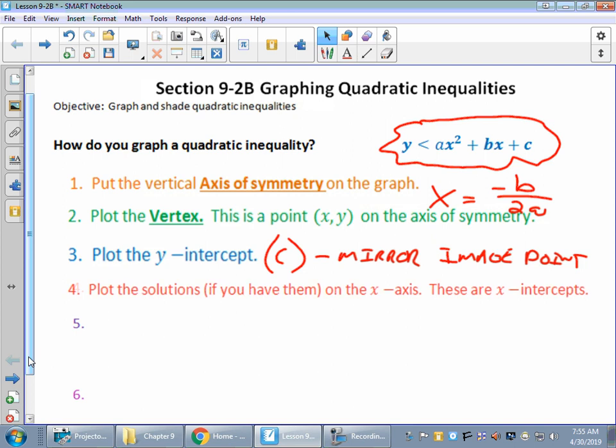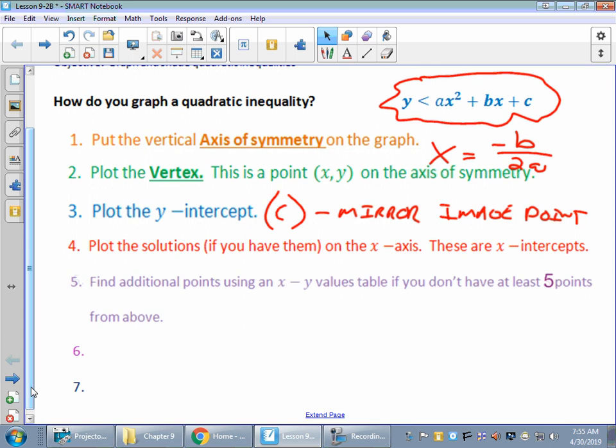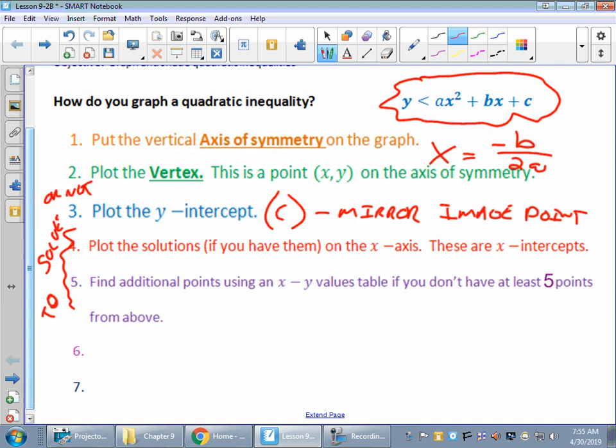Then you plot the solutions if you have them on the x-axis. Remember, these are your x-intercepts, where the parabola crosses. And then you may have to find additional points using an x, y values table if you don't have at least 5 points from above. So somewhere in steps 4 and 5, you have to decide, do we want to solve it or do we not want to solve it?